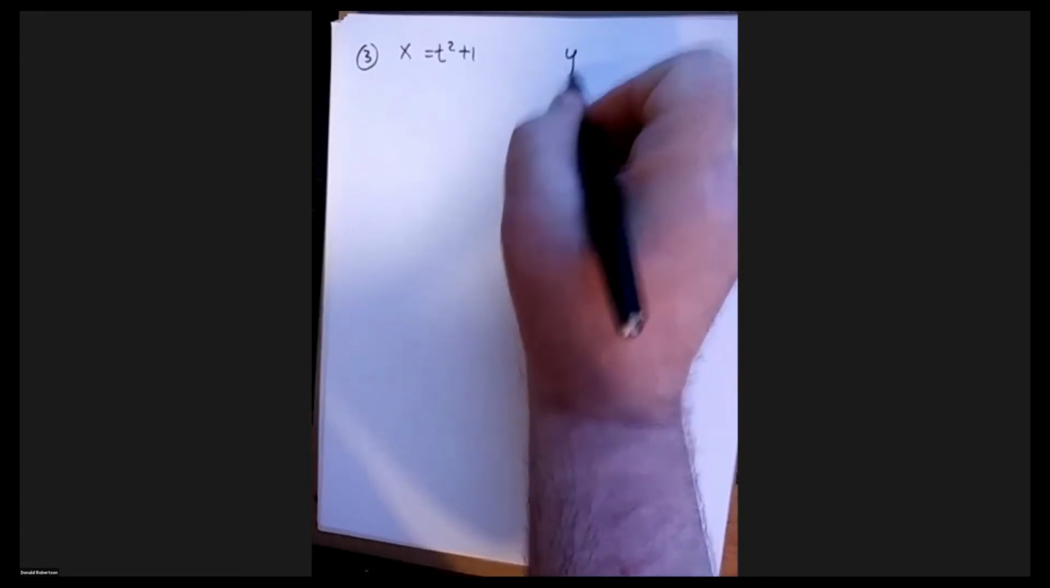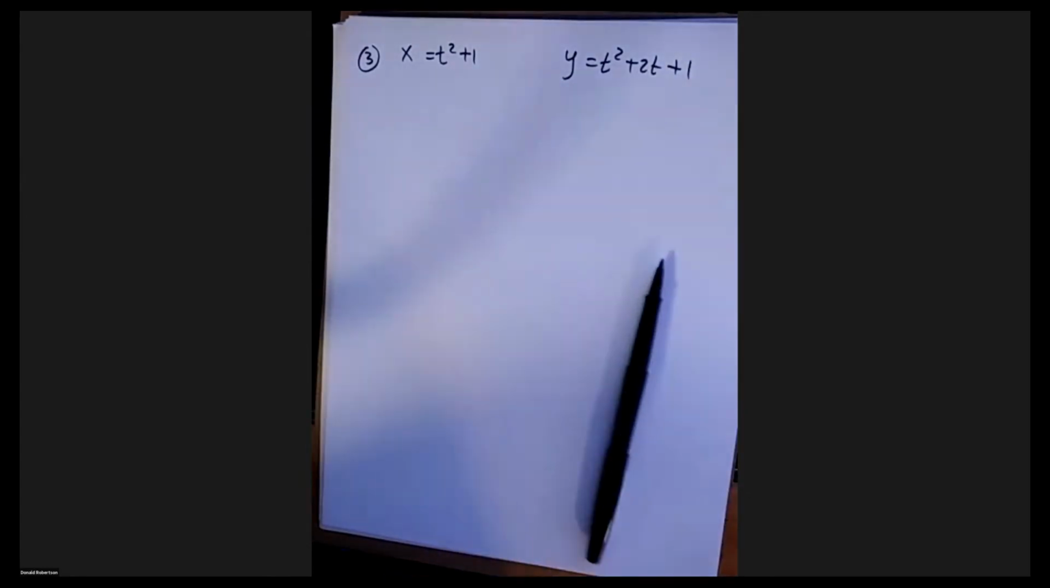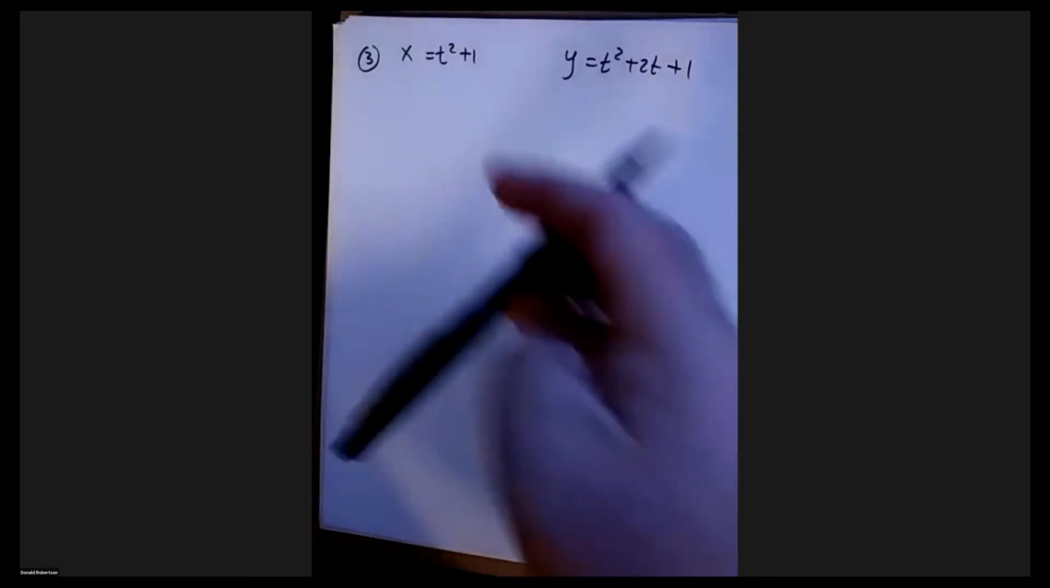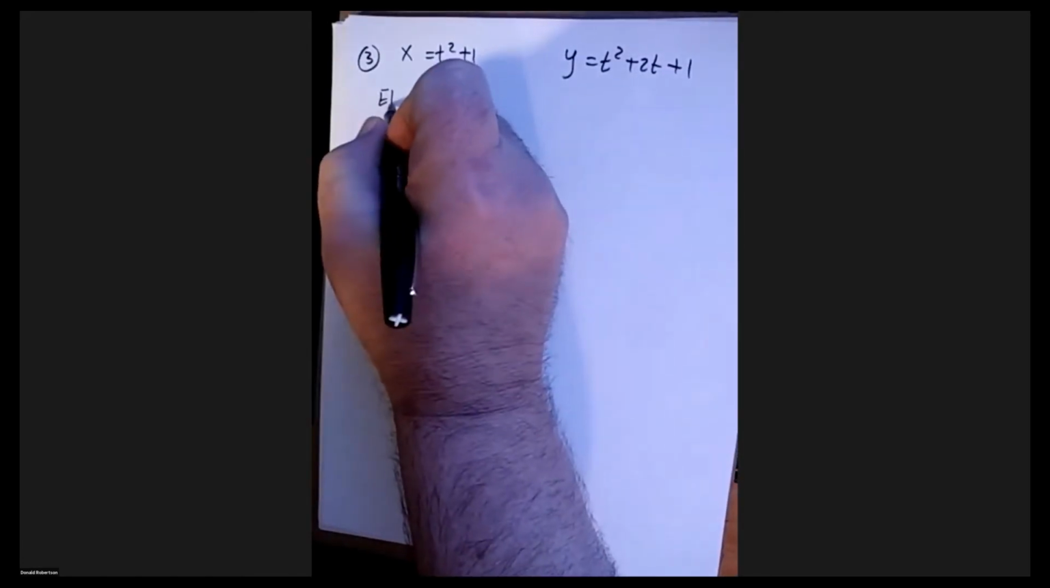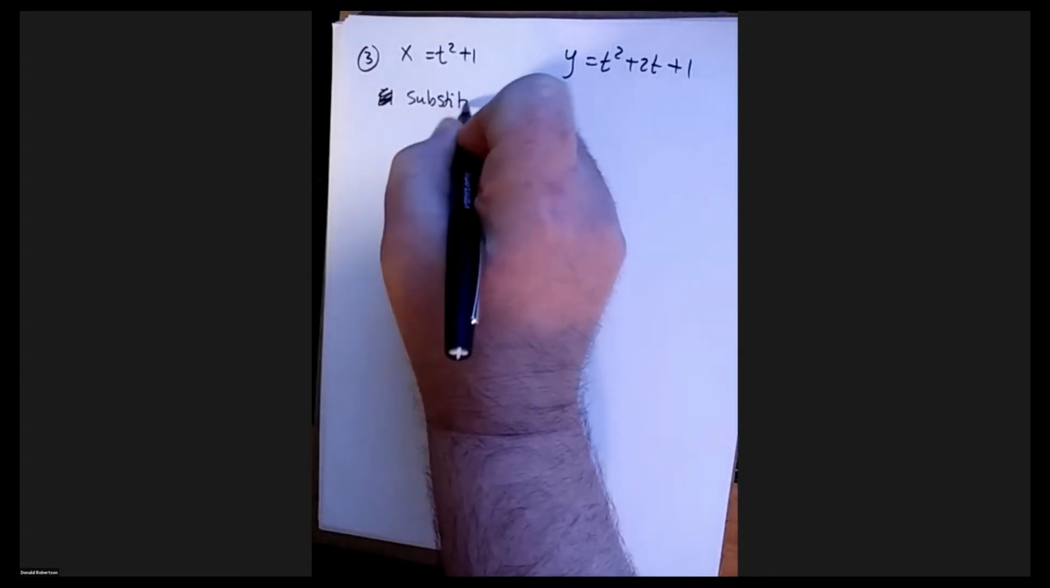So let's look at the third stage. I'm going to rewrite the equation because it's kind of out of sight now. In this situation, you're being asked to eliminate the t, which really means you're being asked to find a formula for x's and y's, a single formula connecting x's and y's together. And the trick to doing this is substitution.